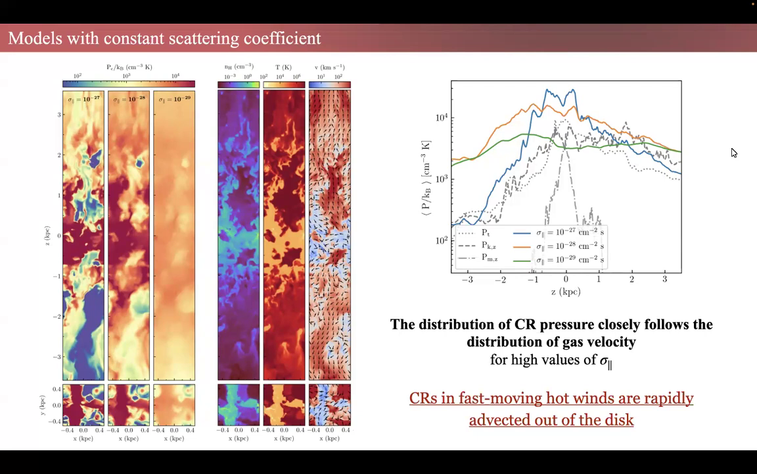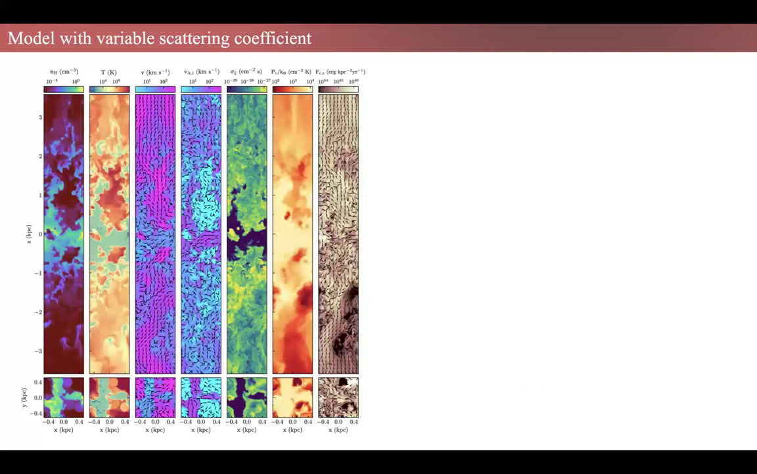higher latitudes. Now, the take-home message of this slide is that the cosmic ray pressure distribution is very sensitive to the choice of the scattering coefficient, and so one should be very careful before choosing this constant value, because different cosmic ray pressure distributions can then lead to different effects of cosmic rays on the gas. Now let's move to the predictions of models with variable scattering coefficients.